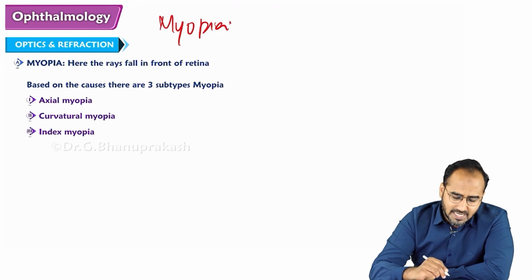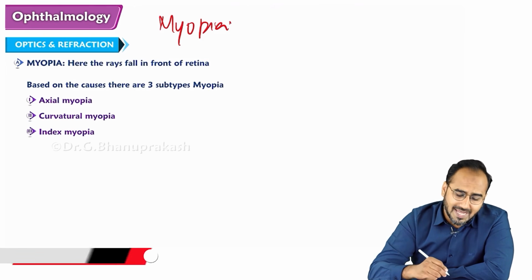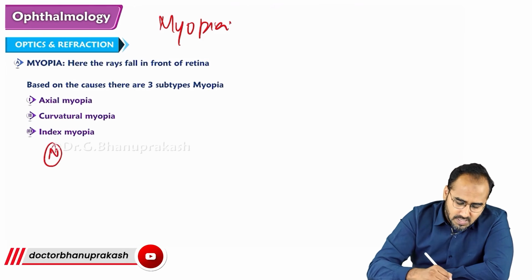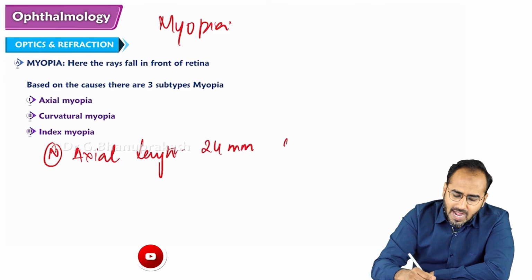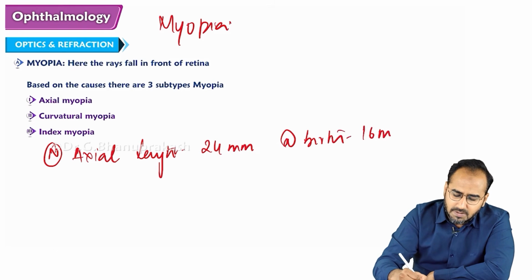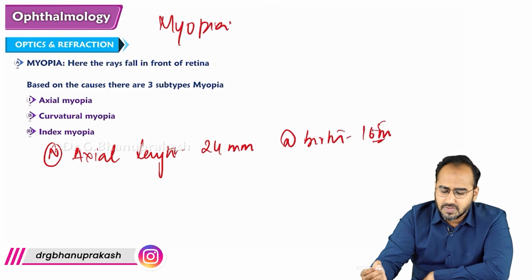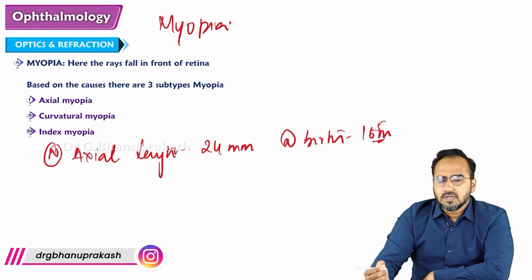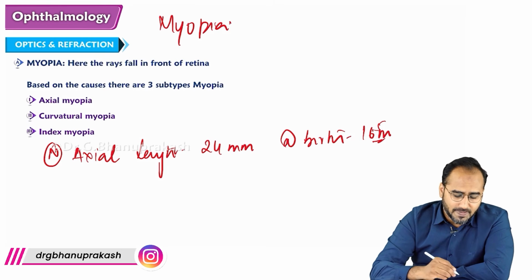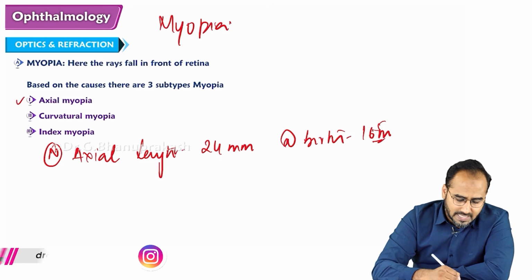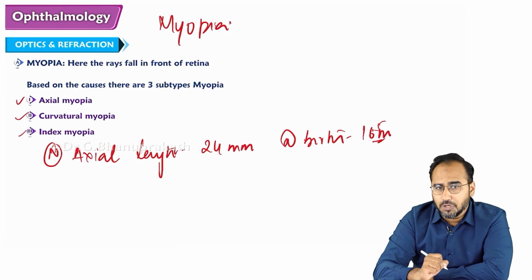Okay, axial length. Remember, what is the normal axial length of the eyeball? The normal axial length is 24 mm. At birth, the axial length is 16.5 mm. But remember, we are discussing the causes of myopia: axial, curvatural and index myopia.